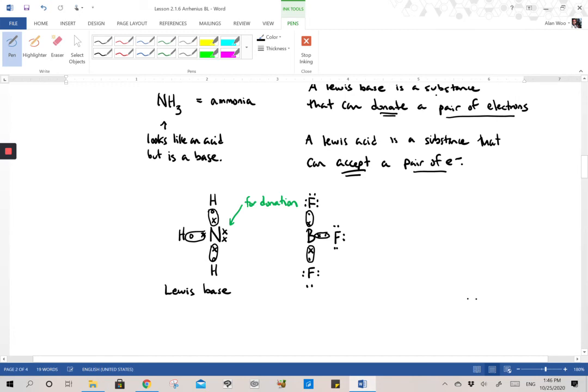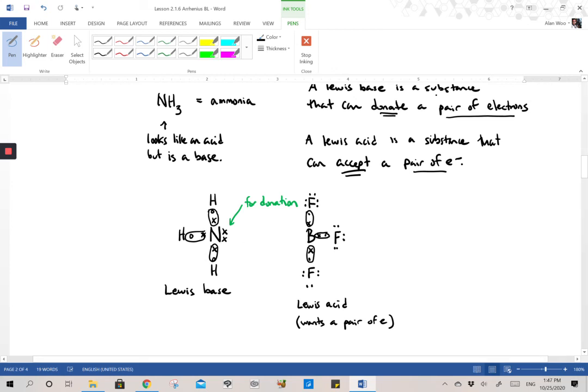So boron trifluoride requires 2 more electrons in order to be stable. The Lewis base has 2 to give. So this is my Lewis acid. It wants a pair of electrons, because right now this boron only has 2, 4, 6 valence electrons. It needs 2 more to be stable.